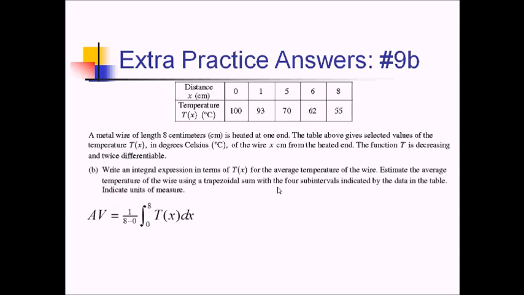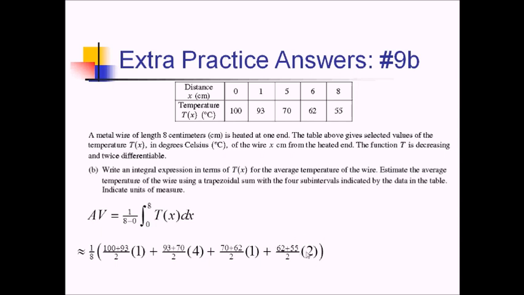And the next thing they want us to do is estimate that average using a trapezoidal sum with 4 subintervals. So I am going to write approximately equals 1/8, and you've got to have the approximately there because you're estimating. This is not the true value. Now a parentheses with a whole bunch of trapezoidal fractions in there. First fraction, I'm going to have 100 plus 93 over 2 times a height of 1. Plus 93 plus 70 over 2 times a height of 4 to get from 1 to 5. Plus 70 plus 62 over 2 times a height of 1. And finally, 62 plus 55 over 2 times a height of 2.